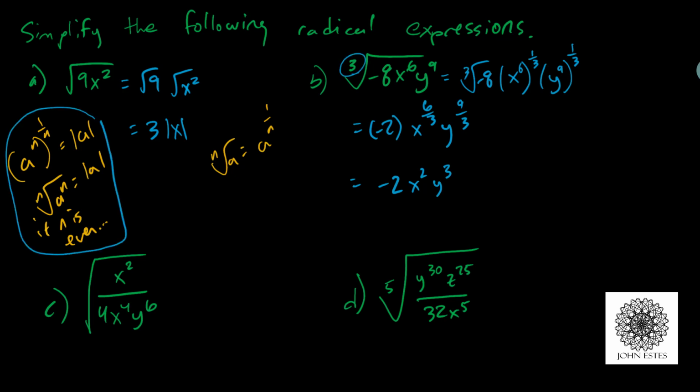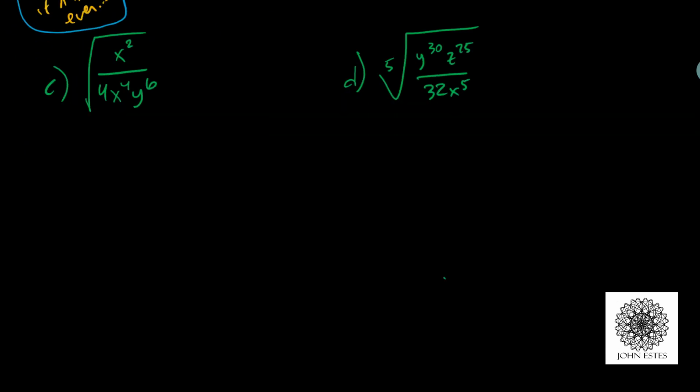Now since this is an odd degree radical, I don't have to worry about this property that we had to worry about with part A, but we will have to worry about that in part C. So let's look at part C.